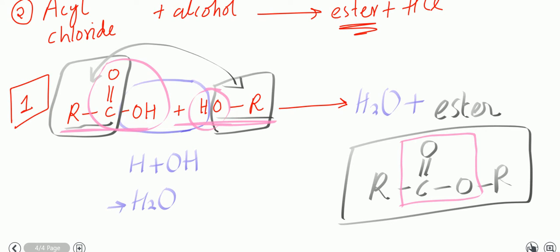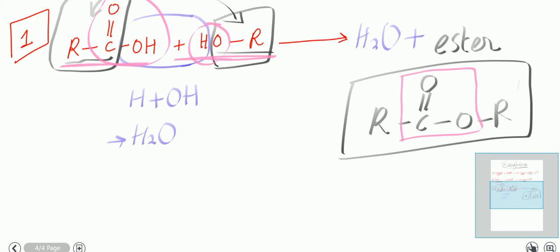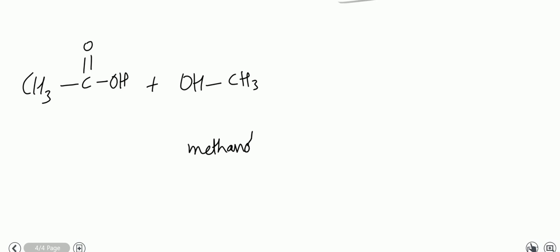Now let's look at an example for this type of esterification. So I have a carboxylic acid, which in this case is going to be ethanoic acid, plus methanol, our alcohol.